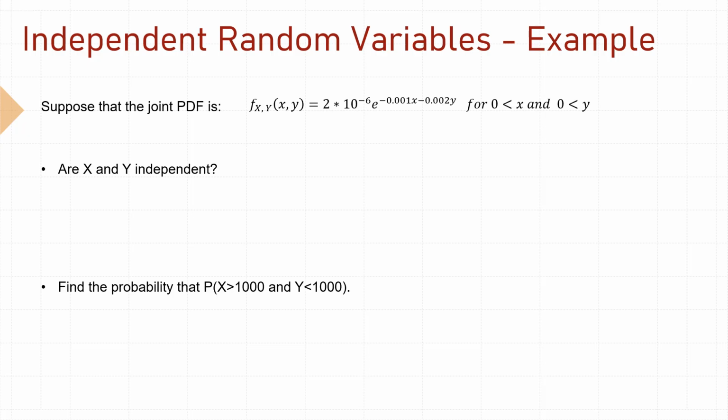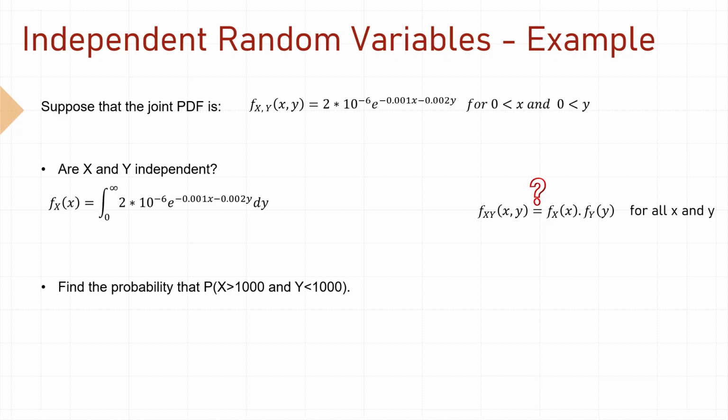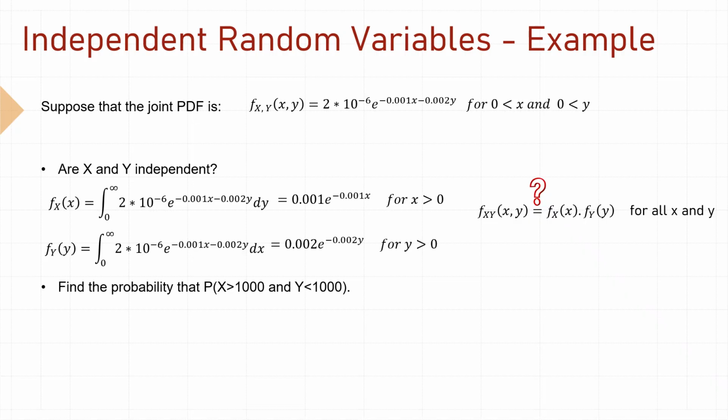To answer the first question, we can check whether their joint distribution is just the product of the marginal distributions for all values x and y. To do so, we start by finding the marginal distributions of x and y. The marginal distribution of x can be found by integrating the joint distribution with respect to y, and similarly, the marginal distribution of y can be found by integrating the joint distribution with respect to x.